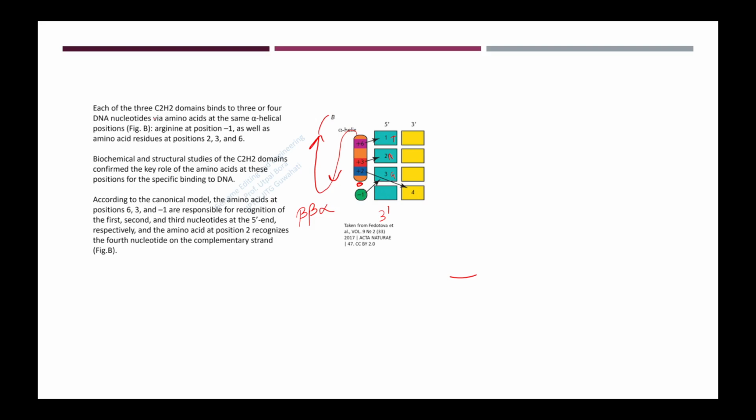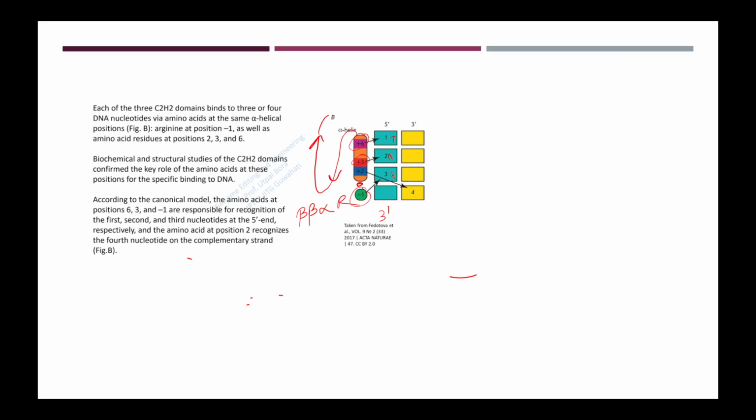Each of the 3 C2H2 domains binds to 3 or 4 DNA nucleotides via amino acids at the same alpha helical positions: arginine at position -1, as well as amino acid residues at positions 2, 3, and 6. Biochemical and structural studies of the C2H2 domains confirm the key role of the amino acids at these positions for specific binding to the DNA. According to the canonical model, the amino acids at positions 6, 3, and -1 are responsible for the recognition of the first, second, and third nucleotides at the 5' end, respectively.